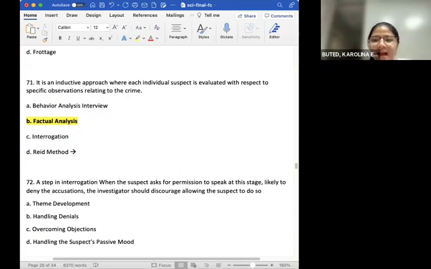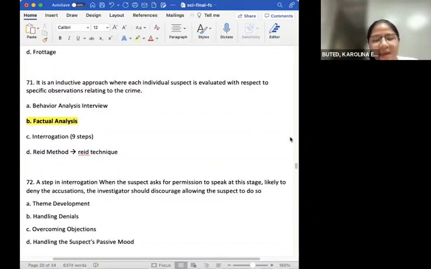Also known as the Reid technique, okay? Reid technique of interviewing and interrogation. Ginagamitan niya na itong tatlo: factual analysis, behavioral analysis, and interrogation. Interrogation natin, it has 9 steps, okay?